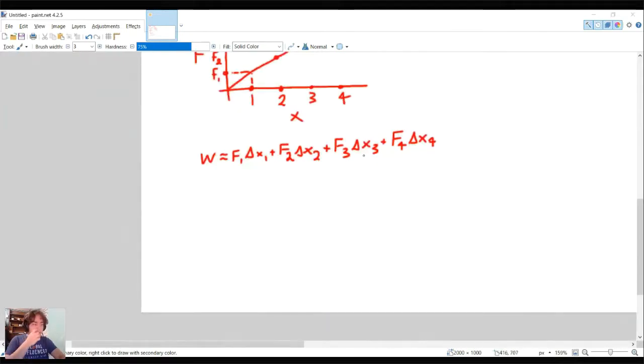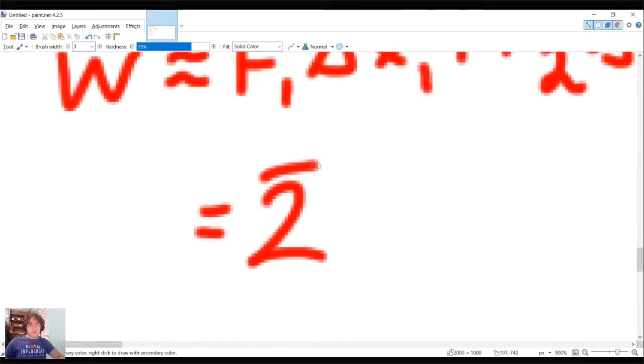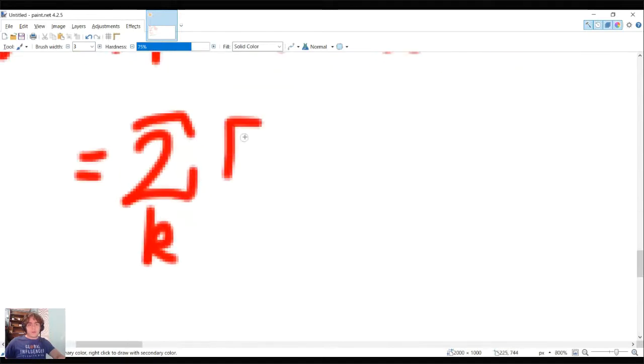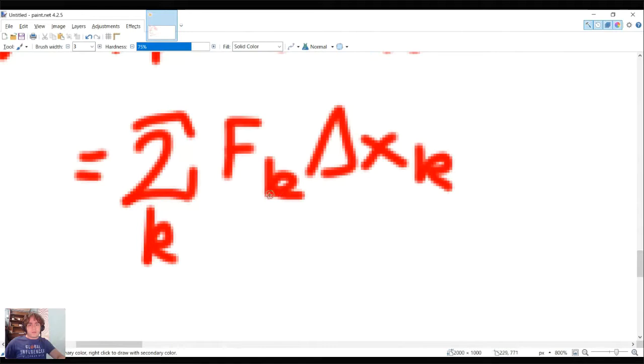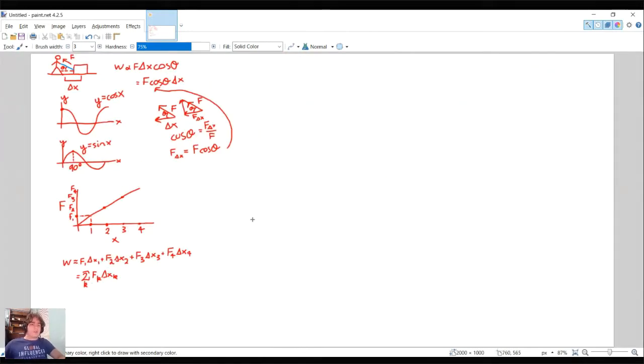And we can write out this summation using shorthand notation. We can say this is the sum over all values of k of F sub k delta x sub k. k can be any variable. We're choosing k there because it's not too commonly used in this context unless you're talking about springs, which we might if I'm feeling it. But I'm probably not going to be too exciting because I'm pretty sick.